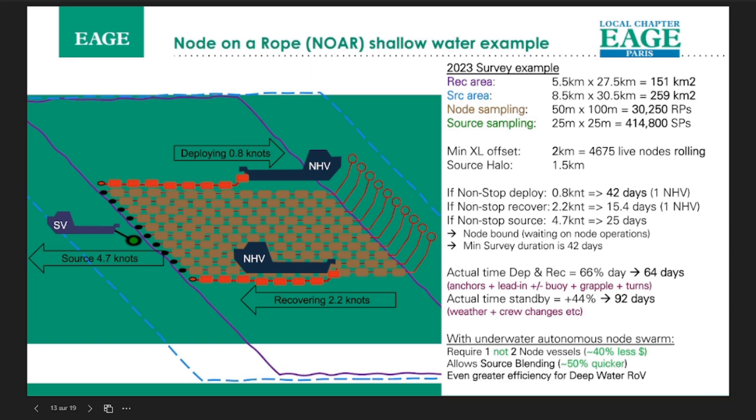The nodes will then roll themselves, so they don't need to be picked up and redeployed. They can roll. And then because this is so much faster on the receiver side, you can actually bring in a second source vessel. Now you pay twice the source vessel cost, but for half the time. So basically, you don't have any cost change, but you do your survey 50% quicker. And as you come to deep water with ROVs laying out nodes one by one, this is even faster.